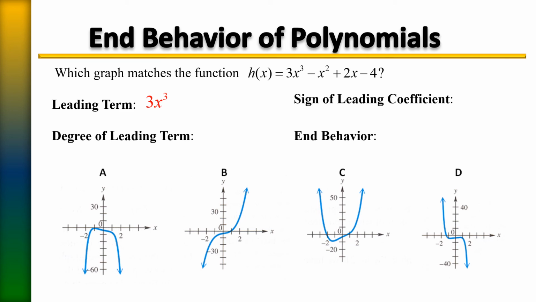The degree of that is a degree of 3. 3 is an odd number, so this is an odd degree polynomial, which means one end is going to rise, one end is going to fall. So we know it's going to be choice B or D.